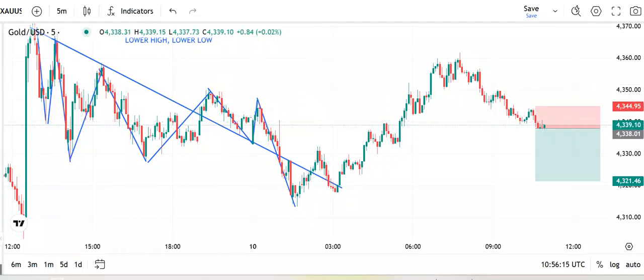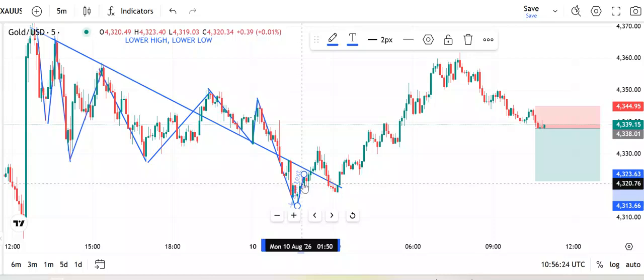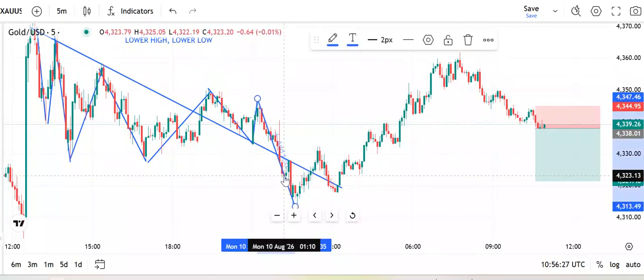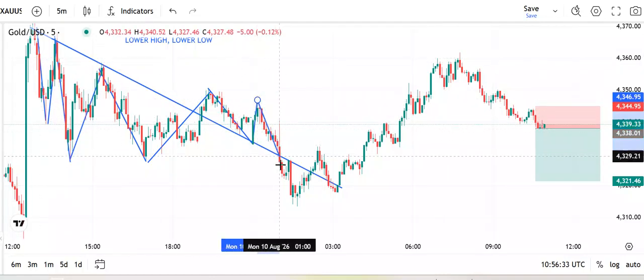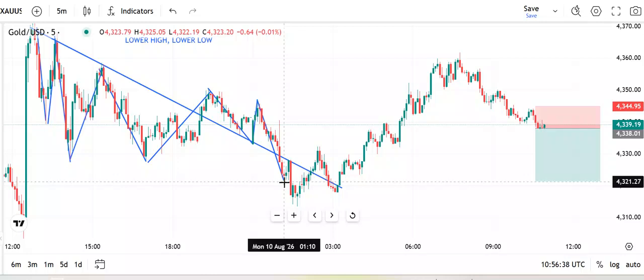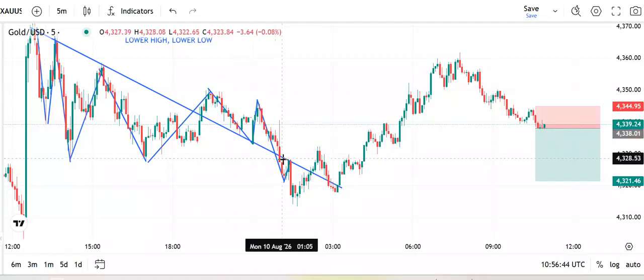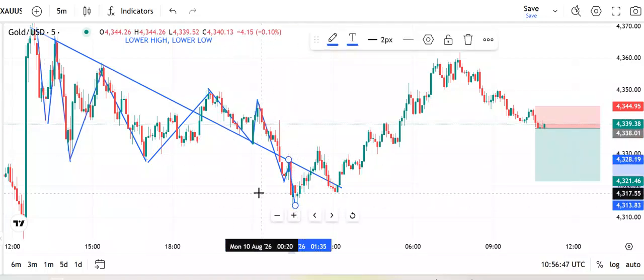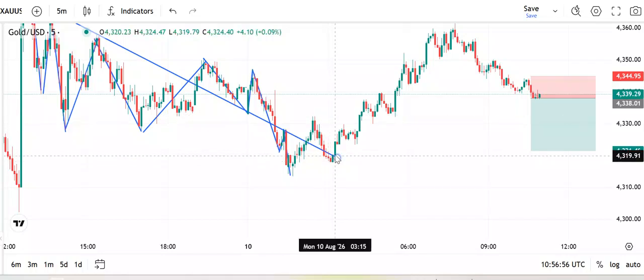Okay. Then you have range. Okay, let's just say this very bottom part of the trend. We have a lower low and we have a lower high. Okay, and then we have lower low. Okay, now the fact that price now rises here and drops here, you already have a range.